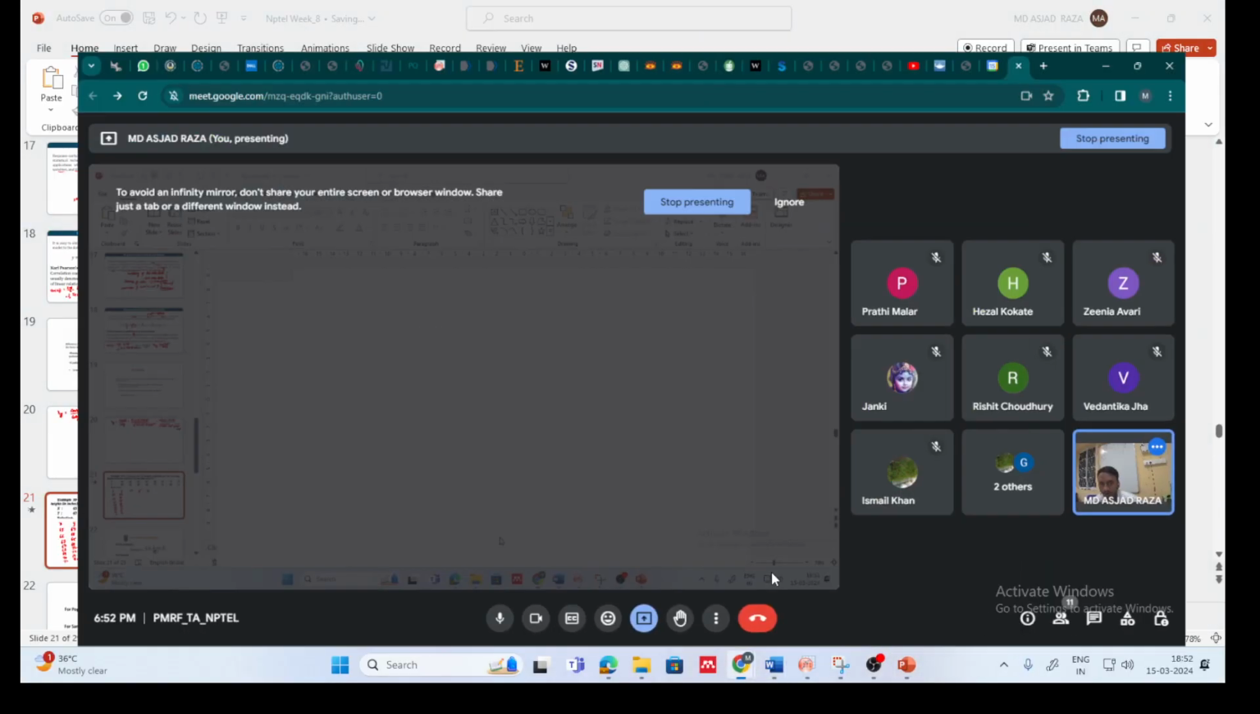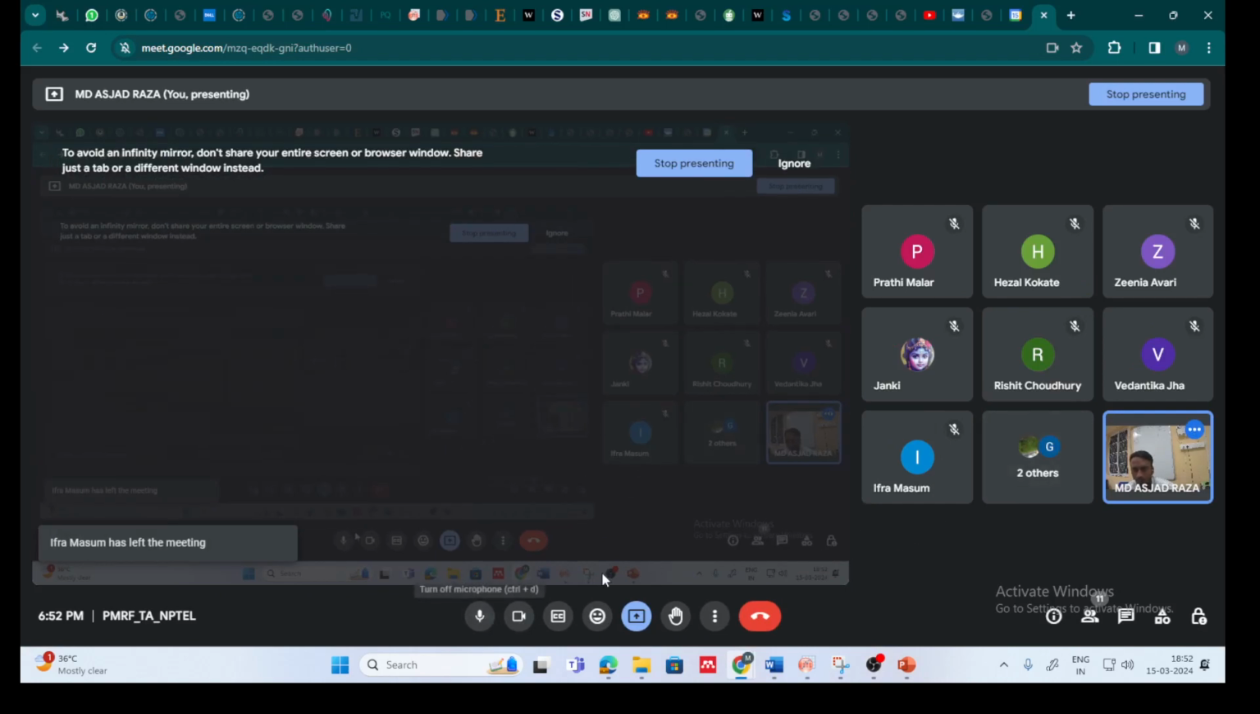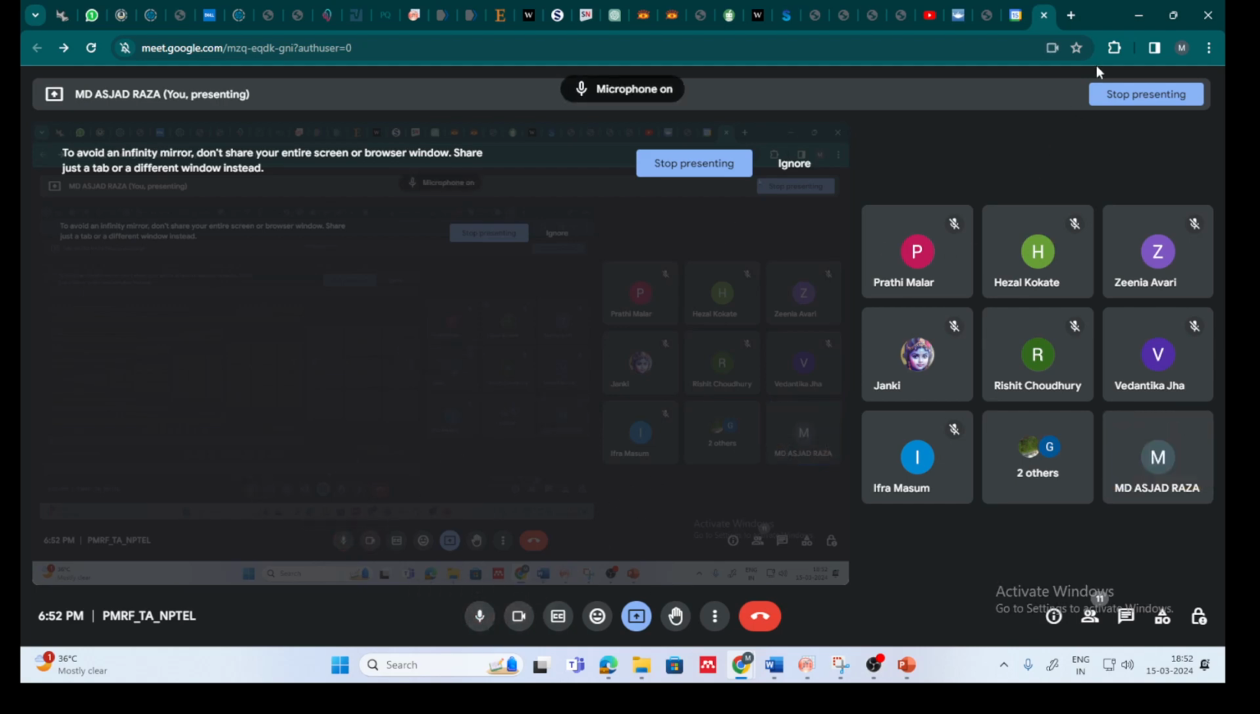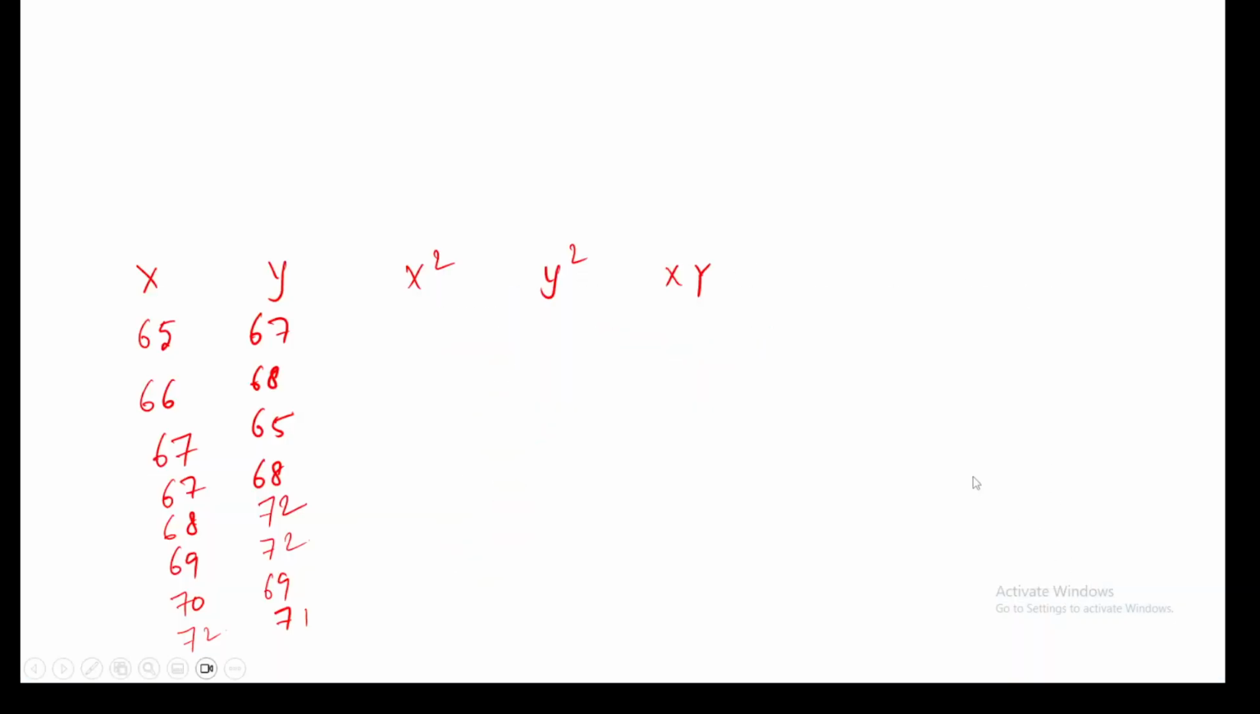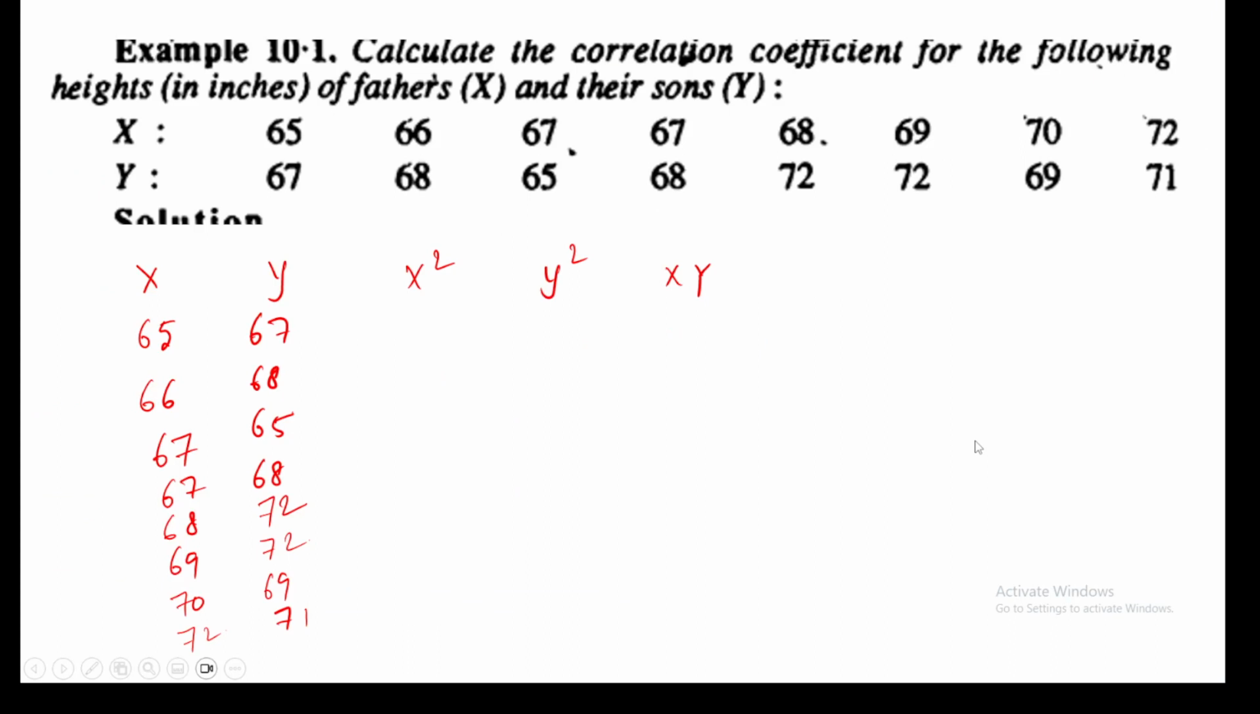Anyone is ready with the answer? Okay, so for x square, 65 square is 4225, I will slowly start, and 66 square will be 4356.